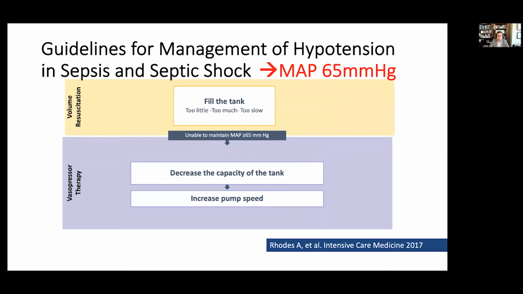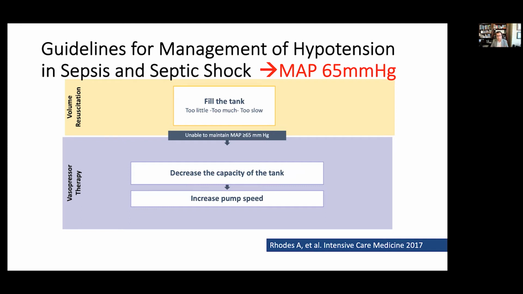So the broad concept is initially fill the tank, and then if you're not able to maintain a MAP of 65, you can either decrease the capacity of the tank by using vasopressors or increase the pump speed by using inotropes such as dobutamine. The important issue is that filling the tank is a problem. That's the traditional concept of fluids first, followed by vasopressors.